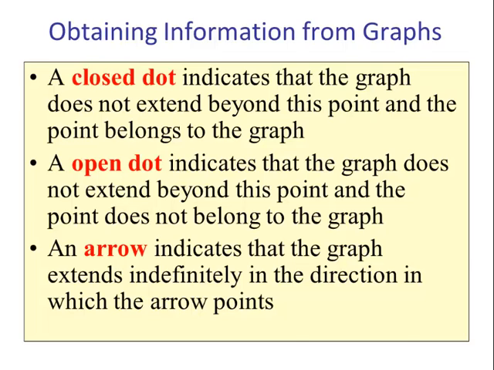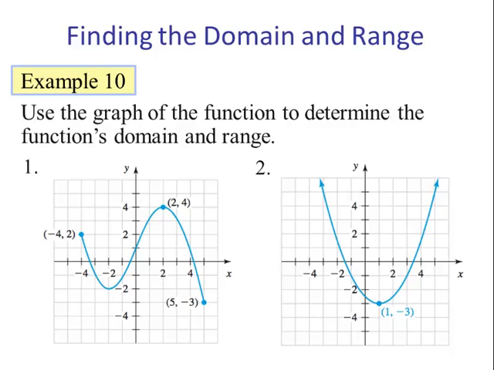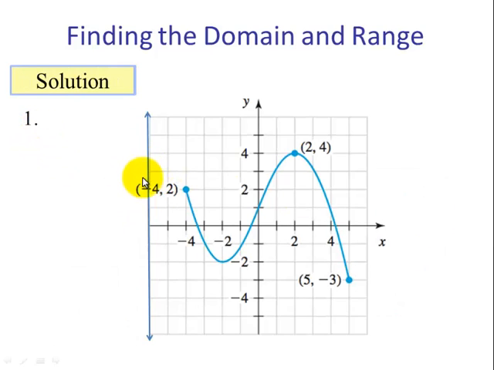Let's do an example. Example 10. Use the graph of the function to determine the function's domain and range. So for number 1, we are going to think of this as a pencil, and we're going to scoot along this graph, and we want to know what x values touch this graph. As we move this pencil across, we saw that the first x was -4, and all these x's had a spot on the graph until we got to x equals 5. At x equals 5, that was the last point, so anything beyond that is not in the domain.